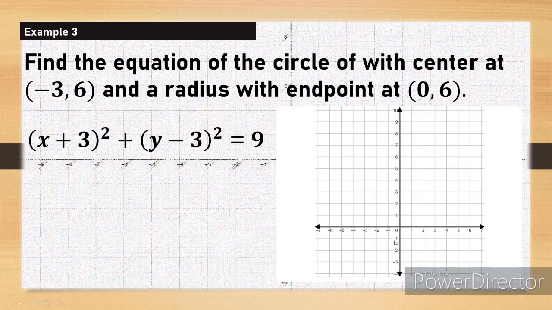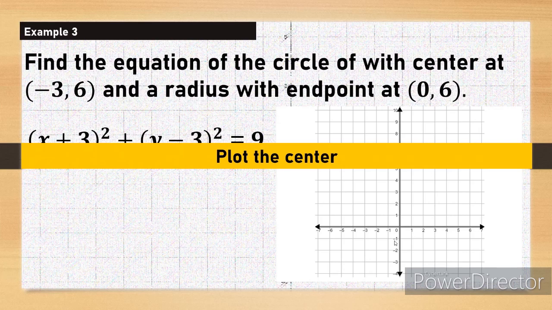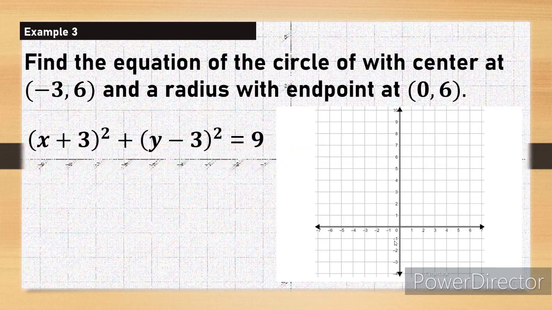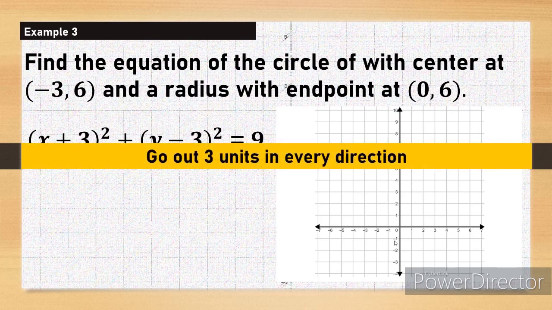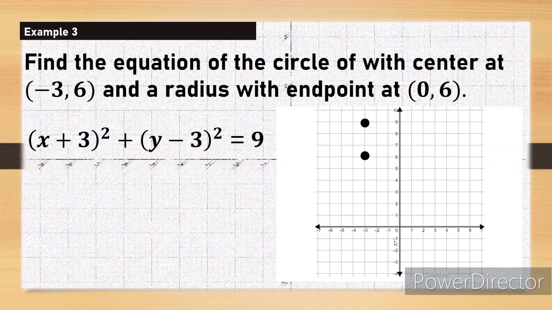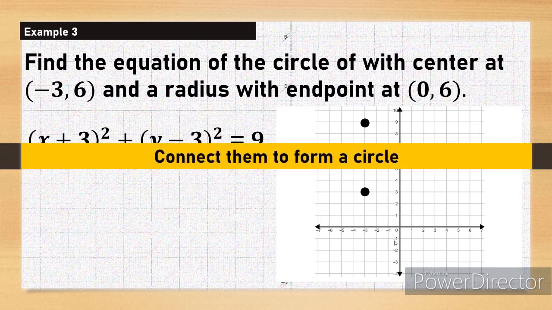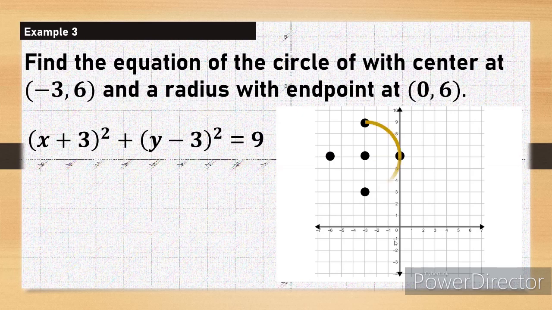Then, we just graph it. First is to plot the center. Our center is at negative 3, 6, so it is here. Then, go out 3 units in every direction. 3 units above the center, right of the center, below the center, and left of the center. Then, we connect the points to form a circle. And this is the graph of the equation quantity x plus 3 squared plus quantity y minus 6 squared equals 9.